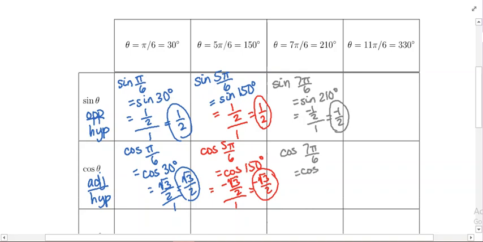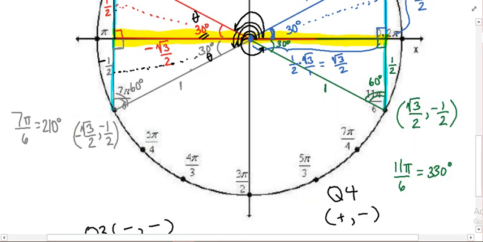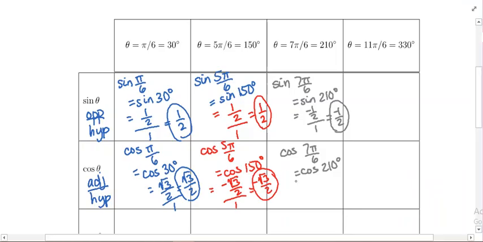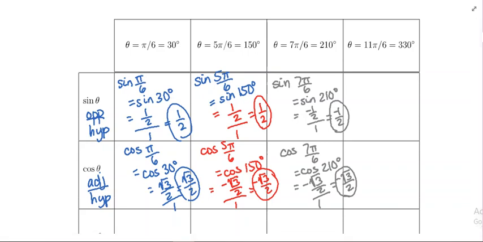Okay, so we just need to get the adjacent over the hypotenuse. Here, the adjacent side is going to be the negative square root of 3 over 2. You're going to divide that by the length of the hypotenuse. So we're going to get negative square root of 3 over 2 over 1, so we'll get negative square root of 3 over 2. There's your cosine. And then we finally reach the last angle.